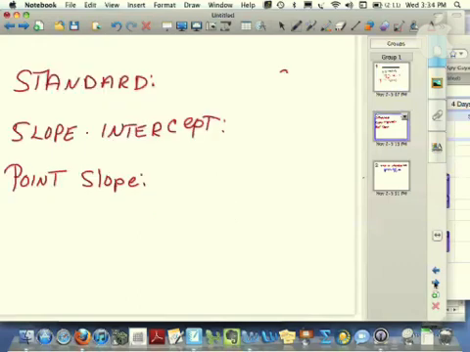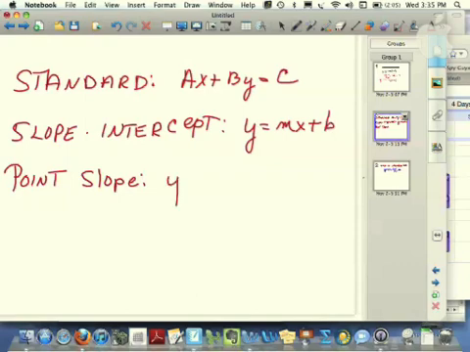So now we have learned 3 forms for our linear equations. The first is standard. Standard form says ax plus by equals c. And of course, the a and b coefficients cannot be fractions, and the a must be a positive number. We've learned slope-intercept form, y equals mx plus b, where m is the slope and b is the y-intercept. And now we've learned point-slope form, y minus y sub 1 equals m times the quantity x minus x sub 1.